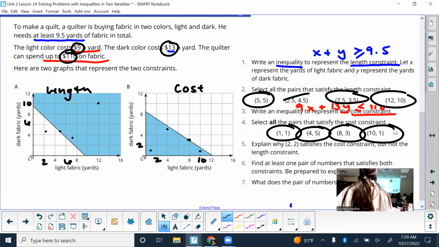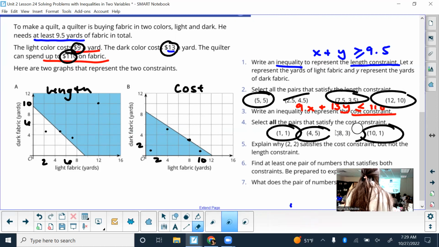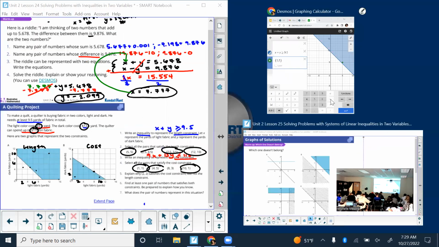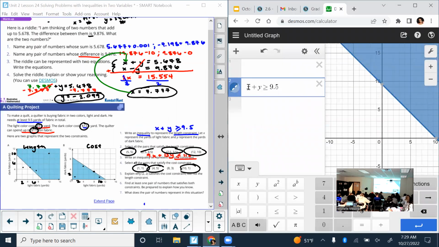Yeah, it has all of them except 8, 3. So let's double check that one. That's what the key on the book says, so let's know for sure. That one is the one that I wasn't sure of because of how close it was to like that boundary.